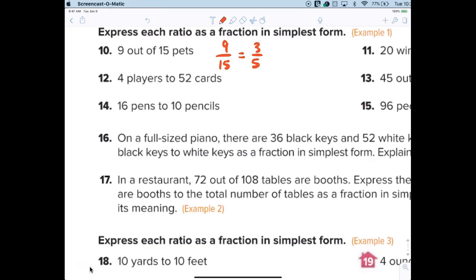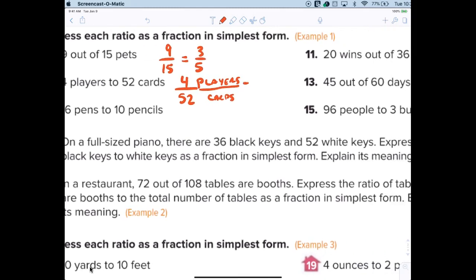Brooke, help me out with 12. What is that? 4 over 52. Now, look, I want you to leave it, though, as players, and then this would be what? Cards. So now what does 4 over 52 reduce to? Right, 2 over 26, and then that reduces to? Yes, ma'am, 1 over 13. Now, I don't care if you use P and C for players and cards. Everybody okay with that?